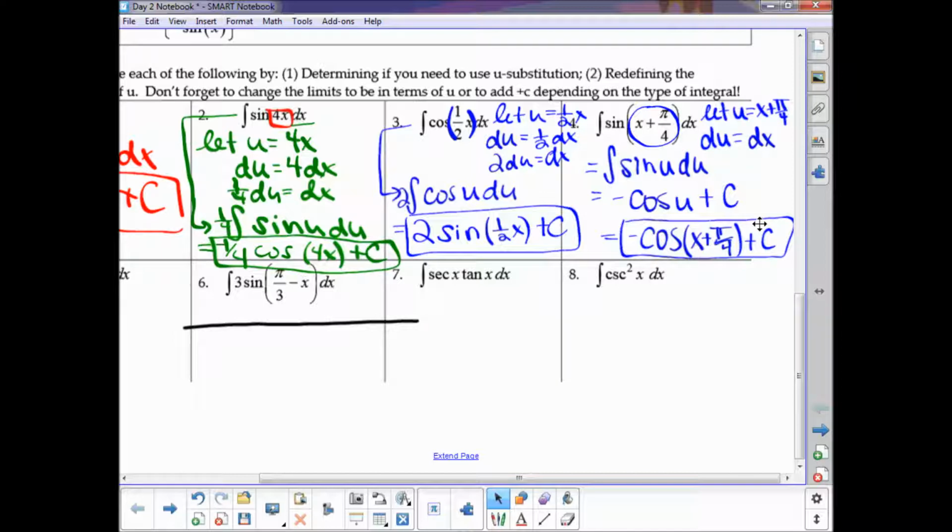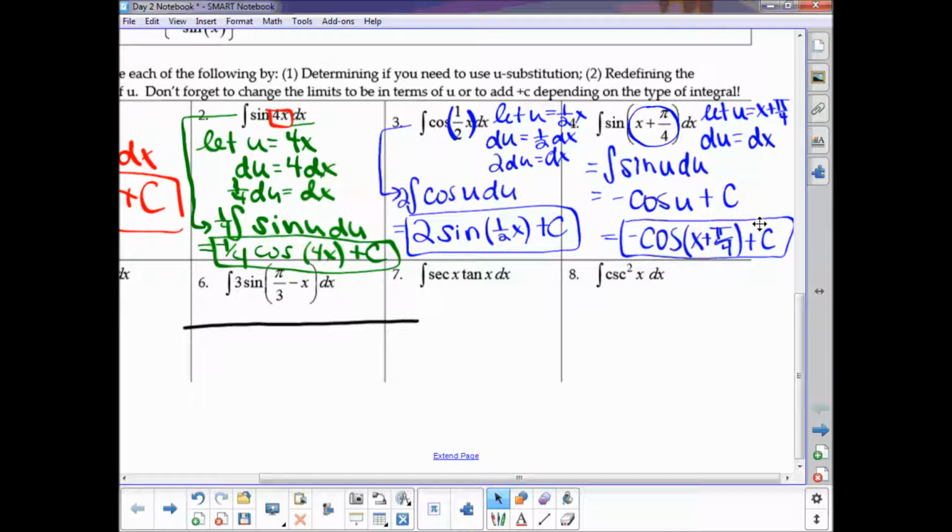If I had my chain rule here, what would be the derivative of 1/2 x? Just 1/2, right? Derivative of 1/2 x is 1/2. Are we okay with that? Okay. But we know that with our integral, we'd have to counteract that. What counteracts the 1/2? 2. Notice how that popped up here. Likewise with number 4, if I did the derivative of my inside here, what would be the derivative of the inside? 4. How would we counteract that? 1/4.